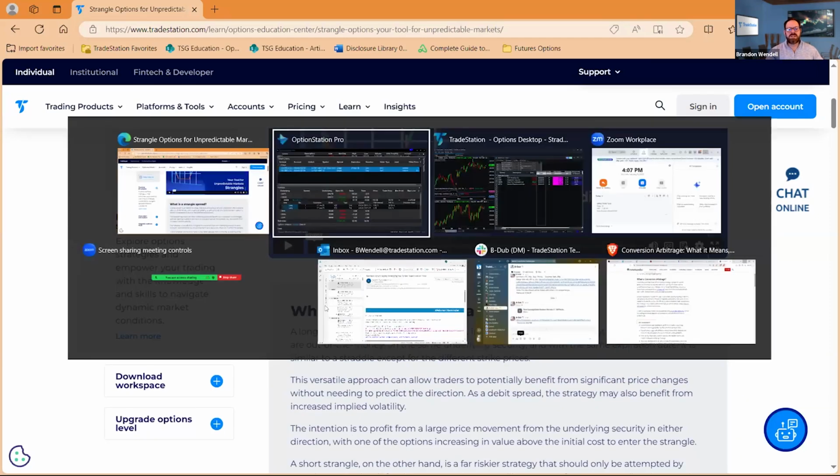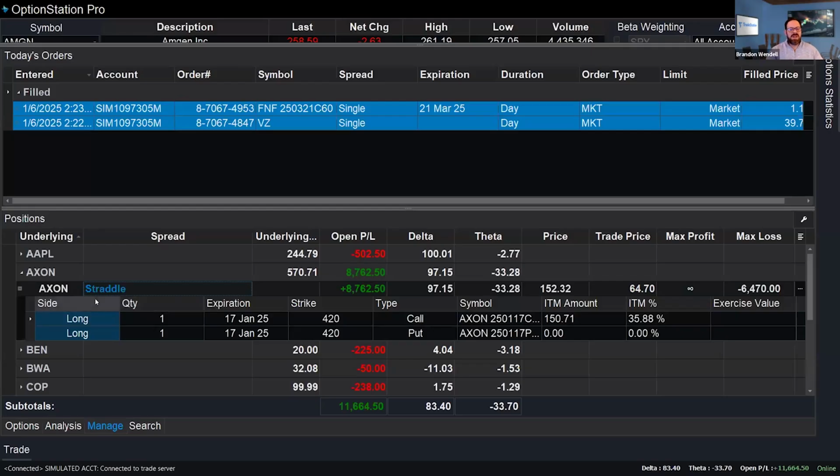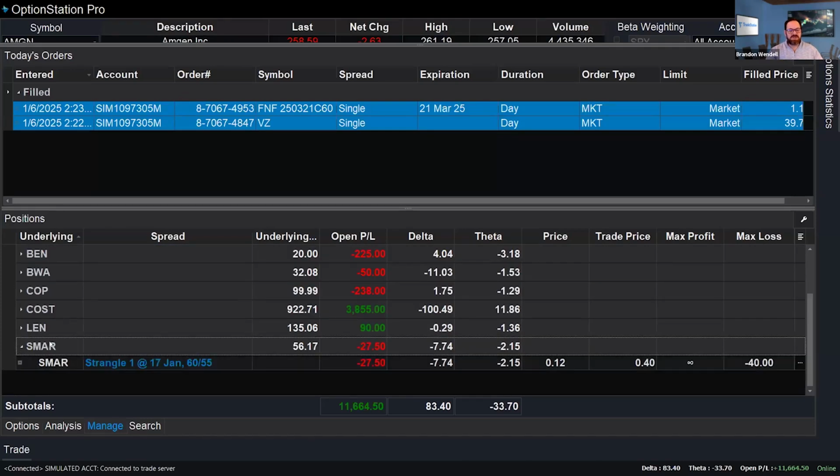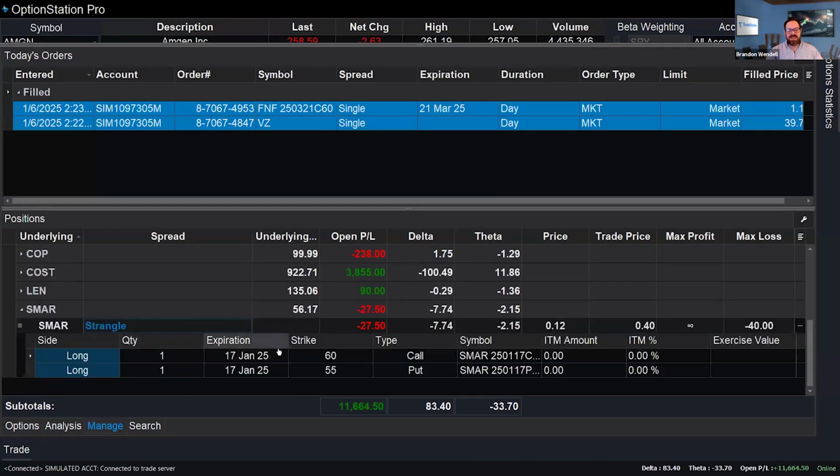But what I want to do here is talk about the straddle and or the strangle. If I go down to SMAR, there's an open strangle there. Okay. Now, these are past positions that were put on a while ago for the entries. This is not a recommendation to do with these strategies currently, okay? Because that's not what I'm doing here.